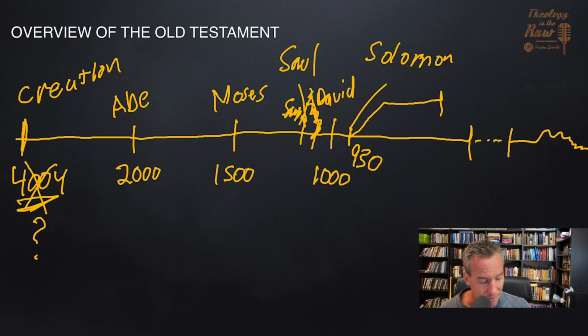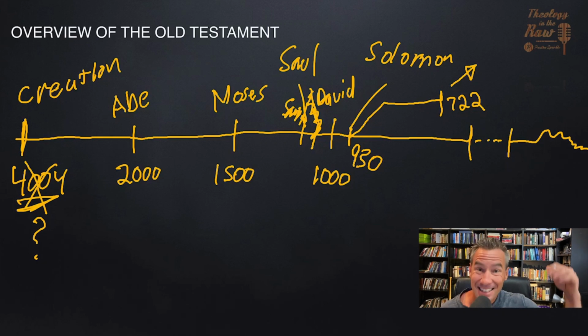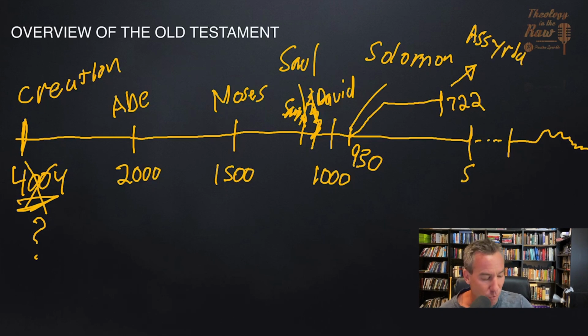Then the reason we have this top line that ends is because in 722 BC, the northern kingdom of Israel is attacked, conquered, and exiled by Assyria. I don't like abbreviating Assyria, so I'm going to write it all out. And then we'll say 587 is when the temple's destroyed, and the southern kingdom, Judah, is exiled to Babylon. So they're exiled away into Babylon.